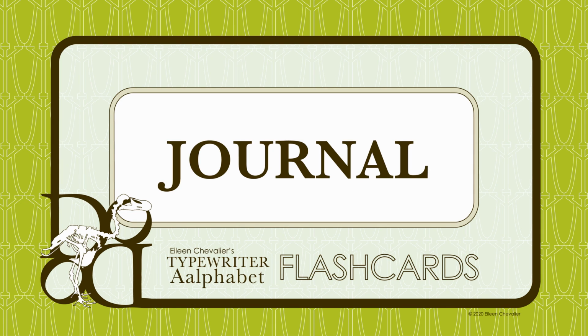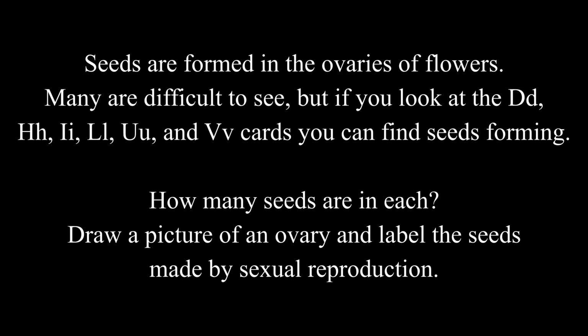It's really fascinating. So your journal today: seeds are formed in the ovaries of flowers. Many are difficult to see, but if you look at the D, H, I, L, U, and V cards, you can find seeds forming. How many seeds are in each? Draw a picture of an ovary and label the seeds made by sexual reproduction. So let's look at a couple of these. We don't have to look at all of them, but these were the best ones that I had examples of.